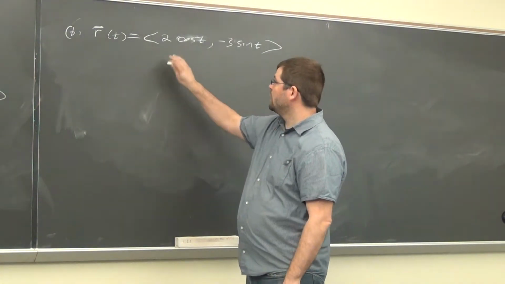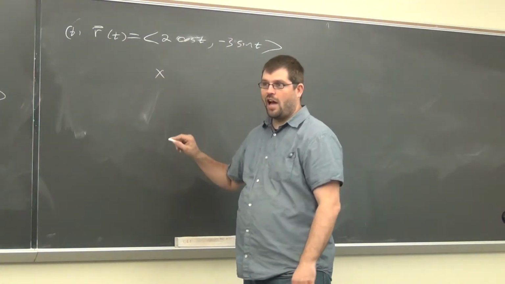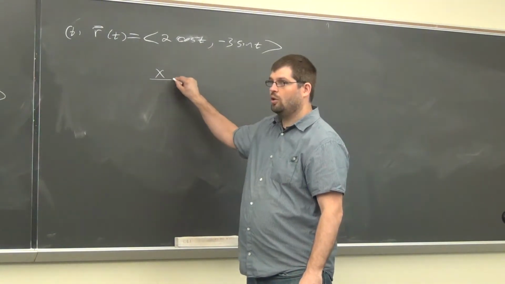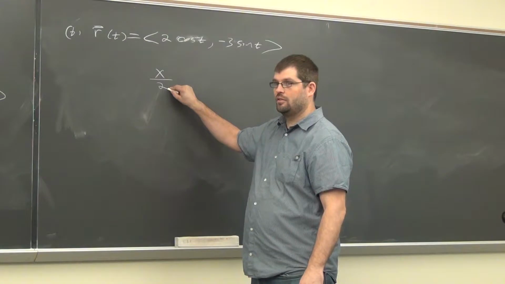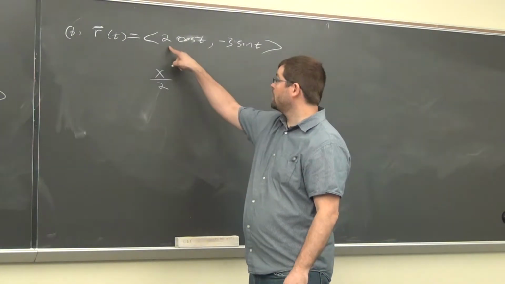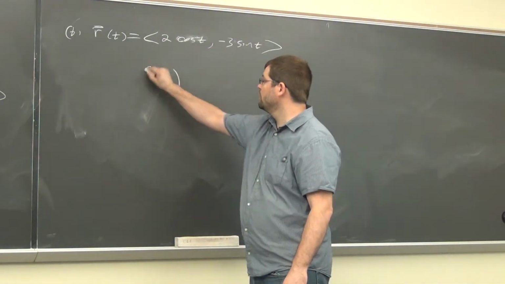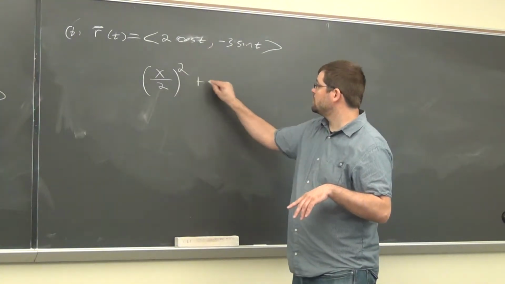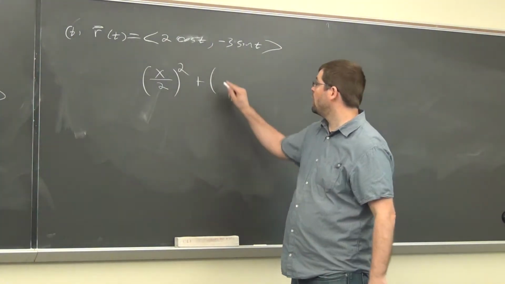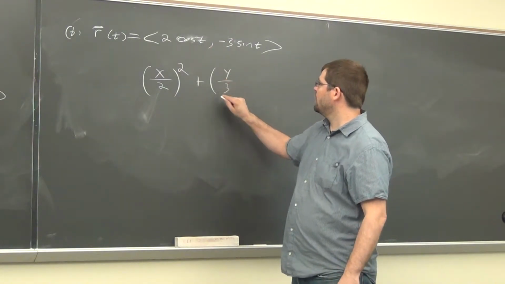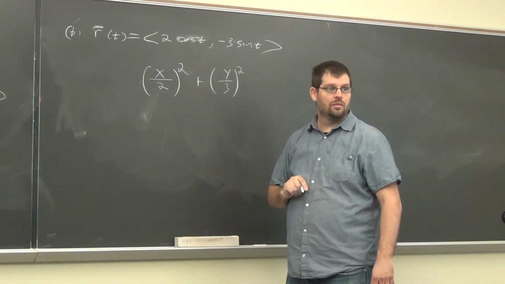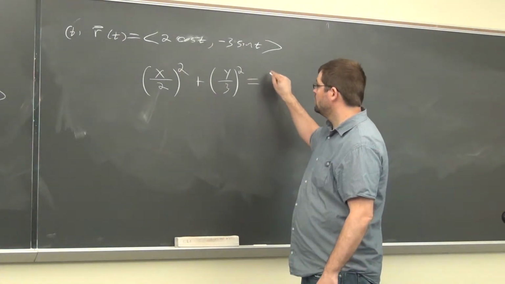If I want cosine squared, I can't just square x, but I could square x over 2, right? Does that make sense? If I take x divided by 2, now I've got cosine, and I square it. And then I can do what with the sine, or the y? y over 3. We're squaring it, so I don't care that it was negative 3, right? I just get that, and that should be 1.